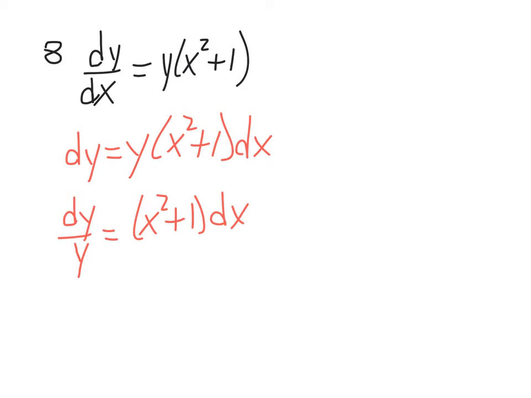Remember, that is a function in terms of one of the variables, dx in this case, and another one in terms of the other variable, dy in this case also. And these are just multiplying, so we do satisfy that first part of the procedure. And now all we're going to do is integrate both sides. So then we have the integral of dy over y and the integral of (x squared plus 1) dx.